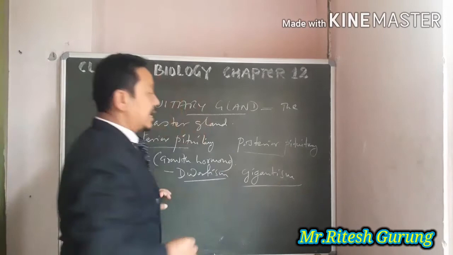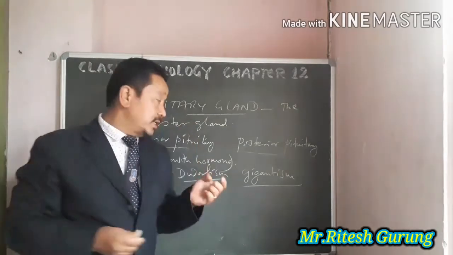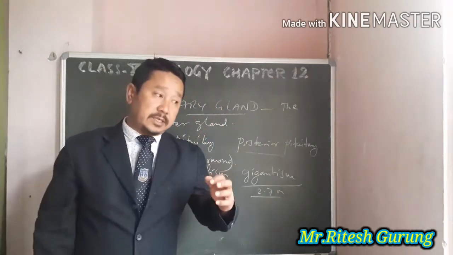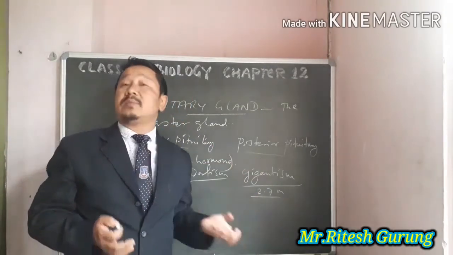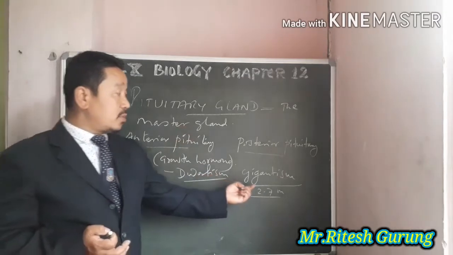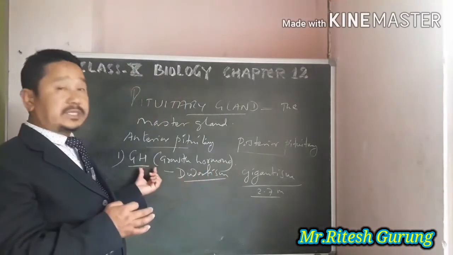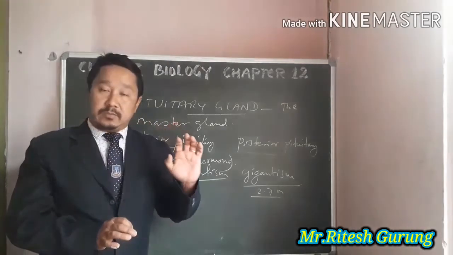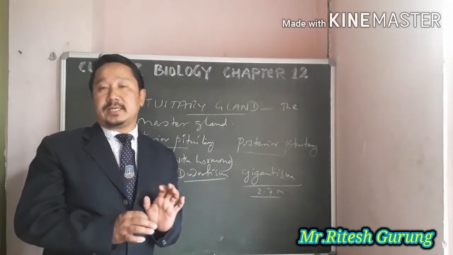In gigantism, a child becomes abnormally tall, even attaining a height of 2.7 meters when he is young. That means abnormal growth. This is because of hypersecretion of the growth hormone in children, and that problem is called gigantism. In adults, when this hormone is secreted more than the body requires, the condition leads to another problem called acromegaly.